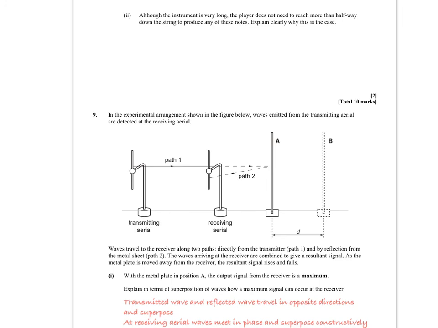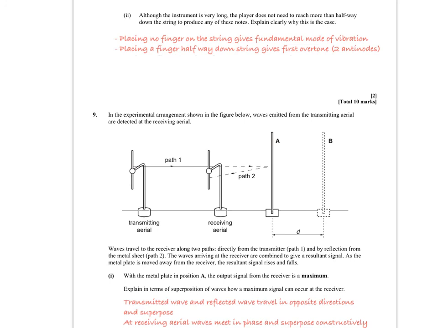And so what we can say with that is that by placing no finger on the string, the fundamental mode of vibration occurs. By placing the finger halfway down, the string gives us our first overtone. We're going to get 2 loops or 2 antinodes formed. We're essentially halving the length of the string. By placing the finger 1/3 of the way on the string, we get the second overtone, the third harmonic, if you like, the 3 antinodes, and so on and so forth.